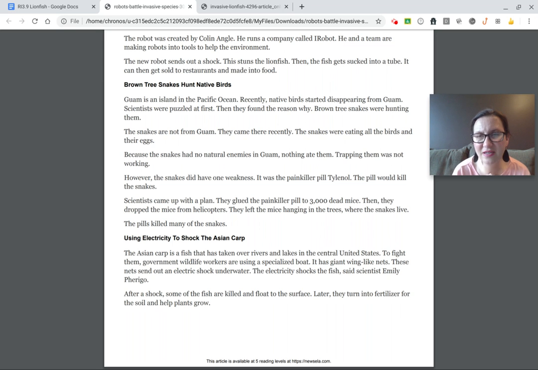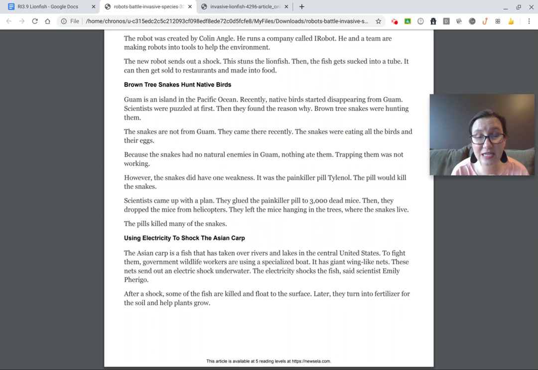I'm starting to see a pattern in this article where it talks about a specific invasive species and then how technology is helping to get rid of it. Are you noticing this too? Let's see if that works for our last section or not.